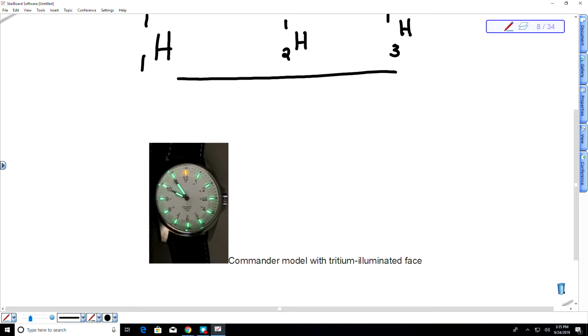And this is not particularly dangerous. I mean, they recommend that if you have one of these, you don't sleep with it under your pillow. But it's not particularly dangerous. It is releasing energy, and it is causing light. So it's releasing light energy.